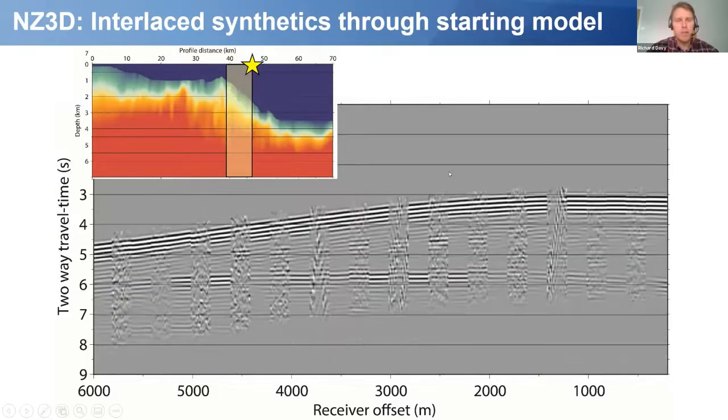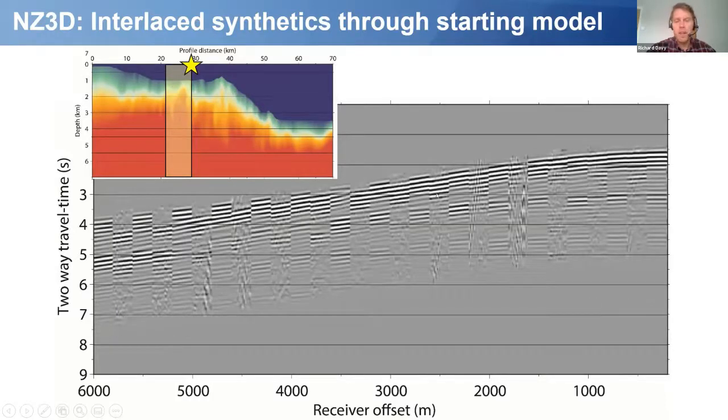And so just looking through some of the areas of the model, we can see that we've actually done a really good job just with our starting model of matching at least the seafloor reflection. There are some areas which have more misfit than others. So we believe this is an area where we have actually out of plane structure, which could be affecting what we see in the wave field.